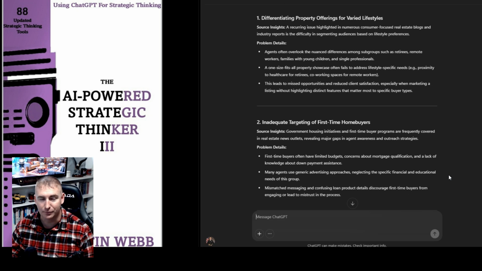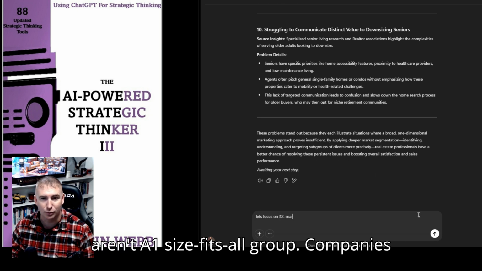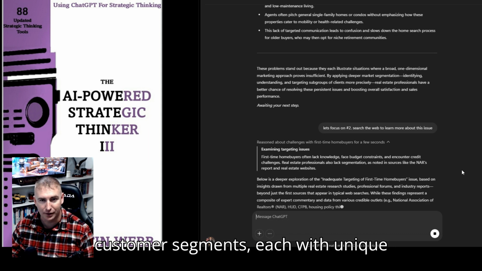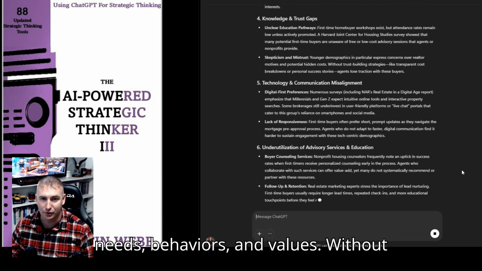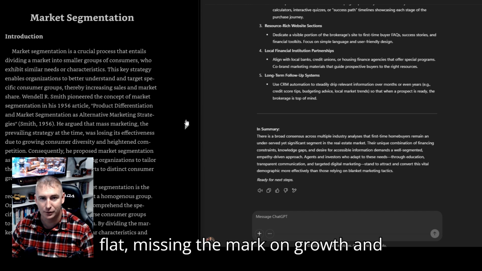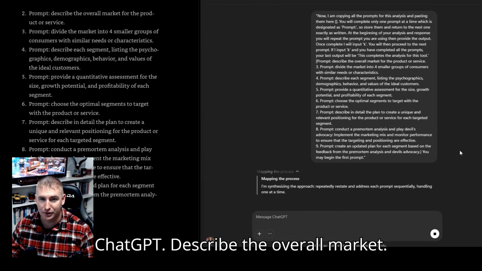Let's get started. In today's diverse marketplace, consumers aren't a one-size-fits-all group. Companies must dive deep to identify distinct customer segments, each with unique needs, behaviors, and values. Without this clarity, marketing efforts can fall flat, missing the mark on growth and profitability. Here's how you do it with ChatGPT.